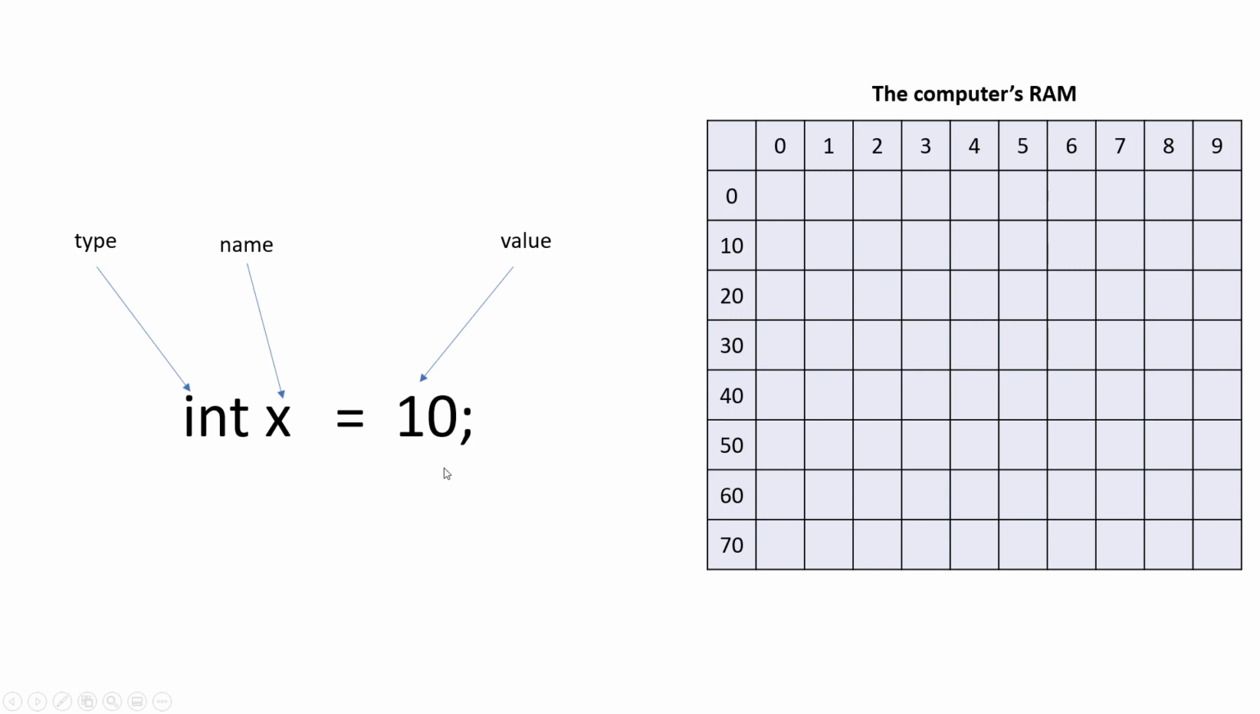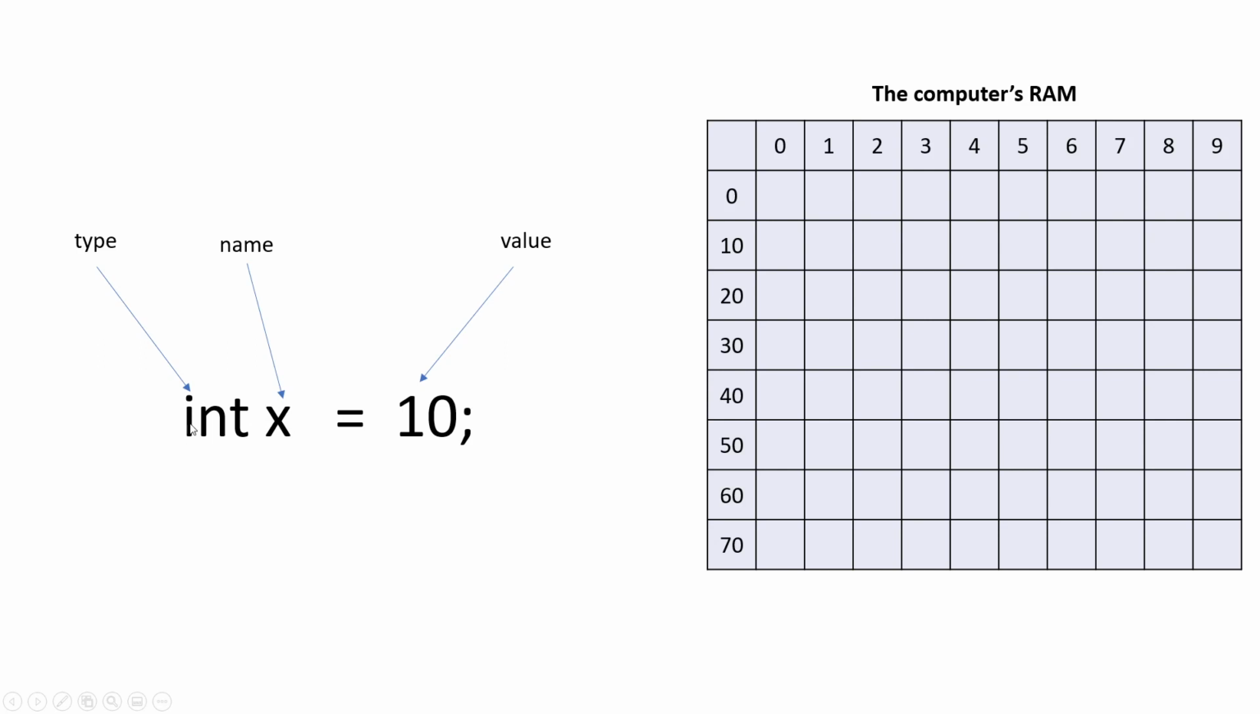Now, we'll start off with a really simple example of a Java statement. I've got int x equals 10. So I'm saying here that there is a variable. The name of the variable is x. The type of the variable is integer.